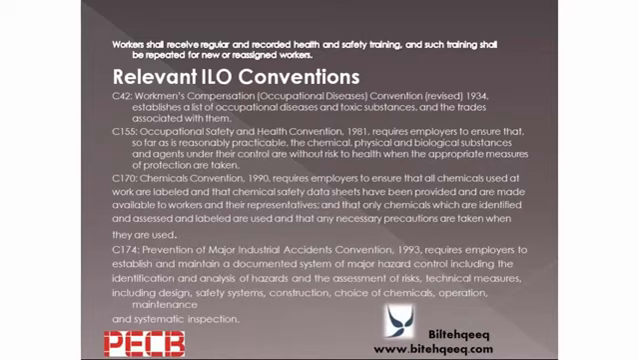And the next is the Chemicals Convention 1990, which requires employers to ensure that all the chemicals used at work are labeled and that chemical safety data sheets have been provided. And the next one is the Prevention of Major Industrial Accidents Convention 1993. The focus of all these conventions is that the hazardous material should be taken, handled or managed in a careful way, so that it should not destroy or damage the health or life of any worker, or the property or the surroundings.